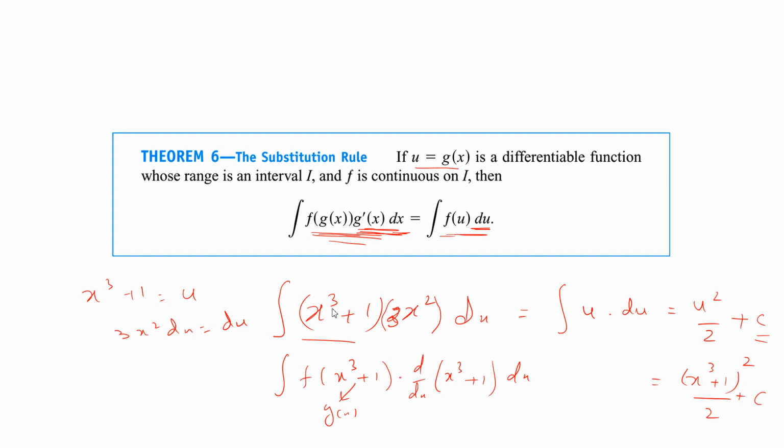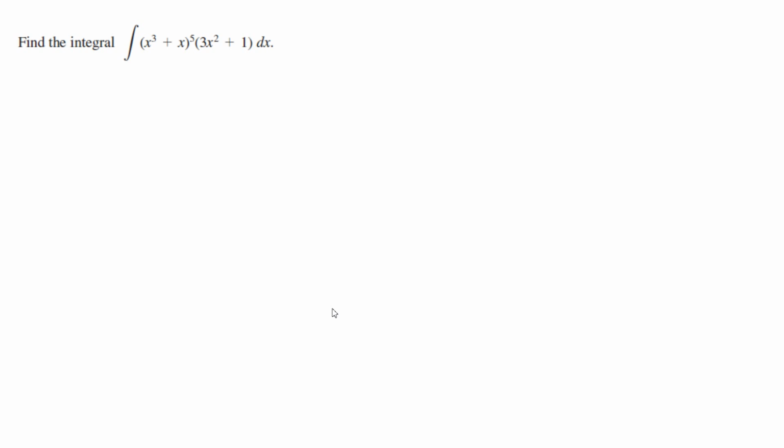So let's try a bit more complicated example to understand the method. Here is the first example, and we are going to solve a few questions in this section, and nothing else. First question: find the integral of (x cube plus x) to the power of 5 into (3x square plus 1) dx. So x cube plus x is the g(x), and 3x square plus 1 is the derivative of x cube plus x. So this is g prime x. Let's make a substitution.